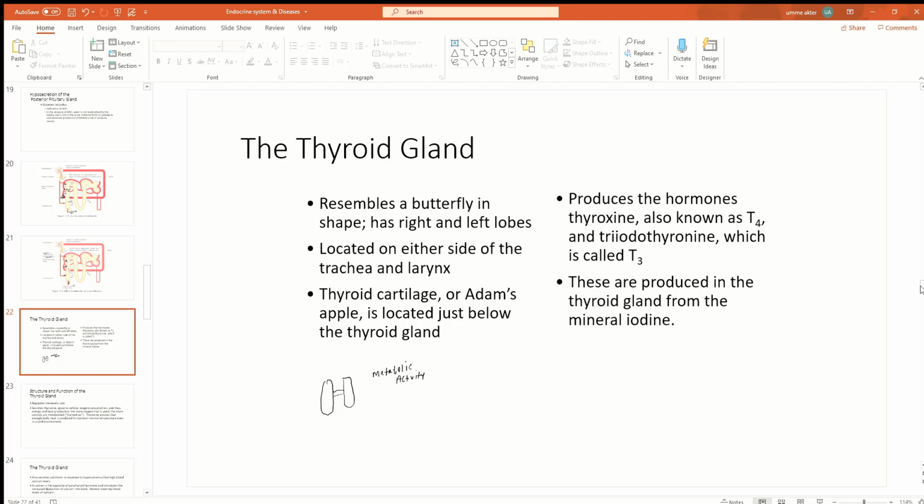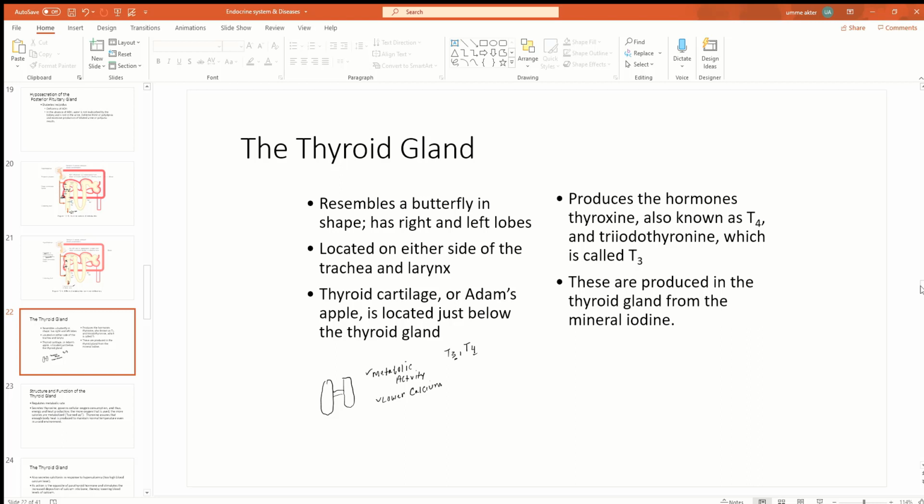So that is one function, and another I mentioned, lowering the calcium in the blood. Okay, so these are two important functions. Now, the thyroid gland produces three hormones: T3, T4, triiodothyronine and tetraiodothyronine. And iodine is necessary for the production of thyroid hormones.